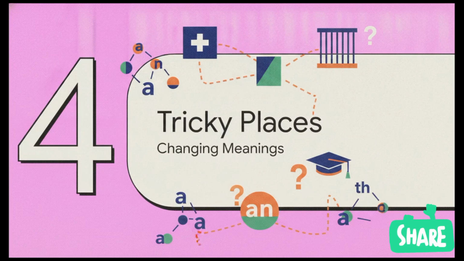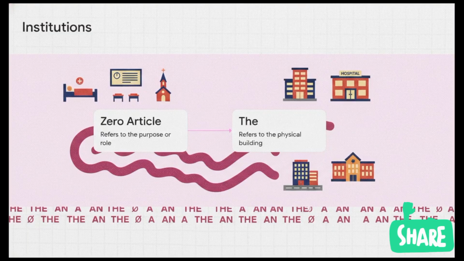All right, moving into some really interesting territory here. Tricky places and institutions, and how articles can literally change their entire meaning. So using the zero article actually refers to the core purpose or role of an institution. For example, if you say she is in hospital with no article at all, you mean she's actively participating in the purpose of that institution, meaning she's a patient receiving medical care. But if you add the and say, I drove past the hospital, you're just referring to the physical architecture, the actual building sitting on the street.